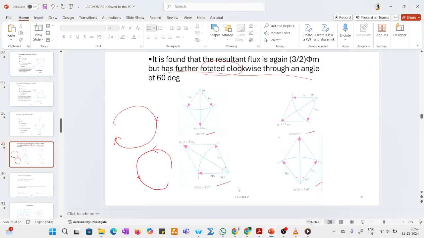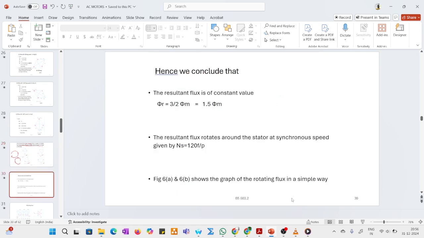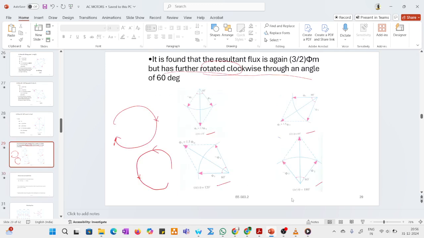So in detail, we can see it in the next class, the rotating magnetic field, because it needs more interaction and more time to explain the rotating magnetic field. As well as, my laptop power is also down. Okay, so we will go to the next session.